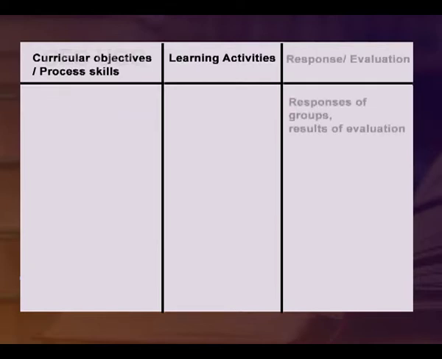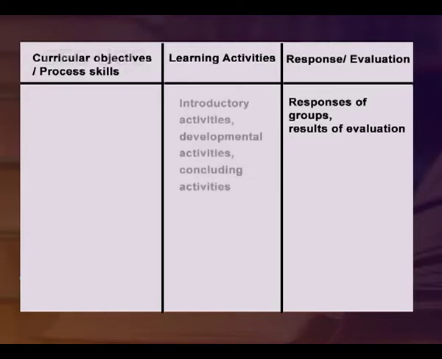The lesson plan is usually written in a 3-column format. In the first column, objectives and the respective process skills involved are written. For each one of them, learning activities are prepared and written in the next column. Third column is for recording responses of groups and results of evaluation. Learning activities are of 3 types: introductory, developmental and concluding.